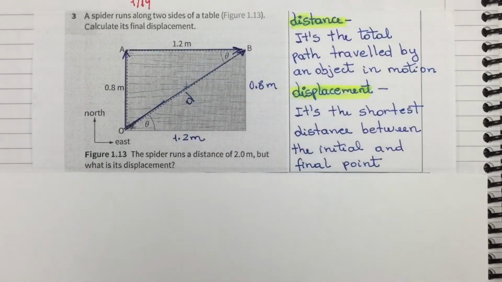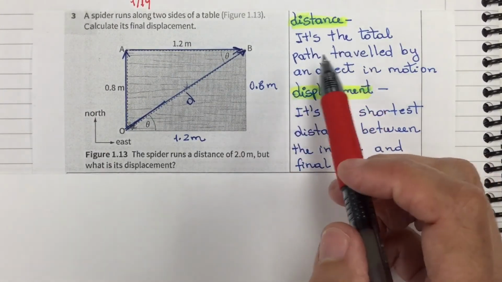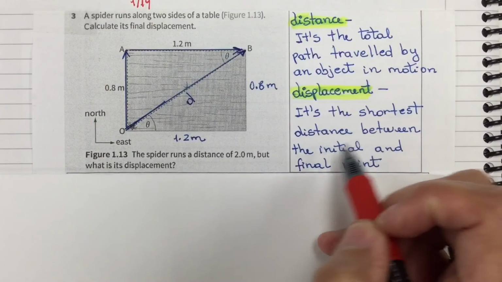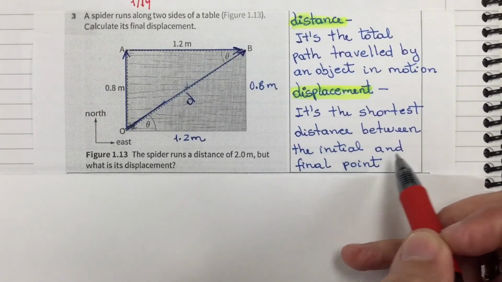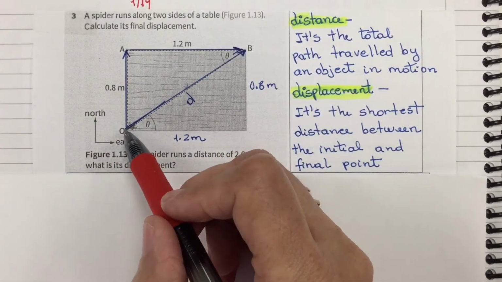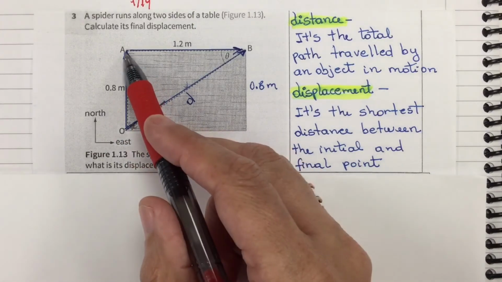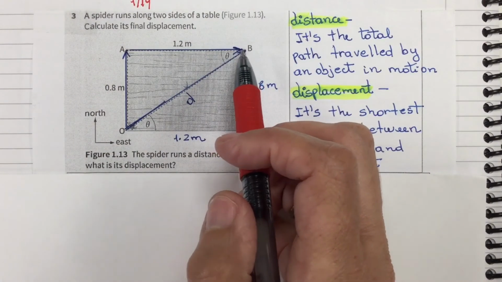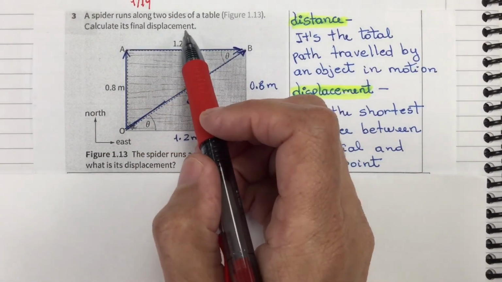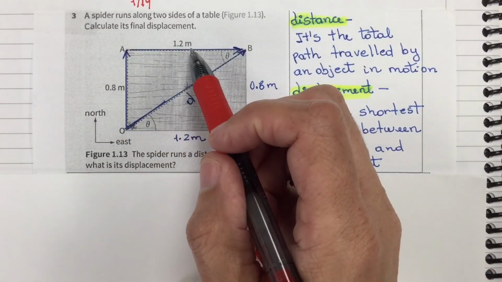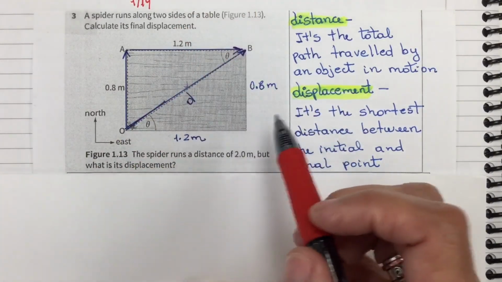In physics, there is a huge difference between distance and displacement. Distance is the total path traveled by an object in motion, and displacement is the shortest distance between the initial and final point. Going back to the spider story, the spider runs from here to this corner, and from this corner to the other corner. If the problem was asking for distance instead of displacement, it would be 0.8 plus 1.2. But it's not. It's asking for displacement.